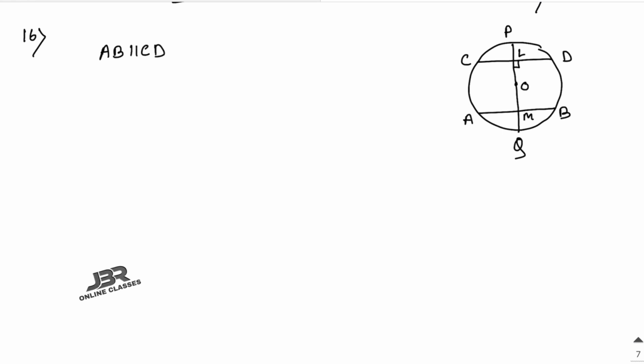Now you have to prove that it is perpendicular to the other and bisects it. Okay. If the diameter of the circle is perpendicular to one of the two parallel chords of the circle, you have to prove that the other will also be perpendicular. That means here you have to prove that OM also perpendicular on AB. You have to prove that OM also perpendicular on AB.